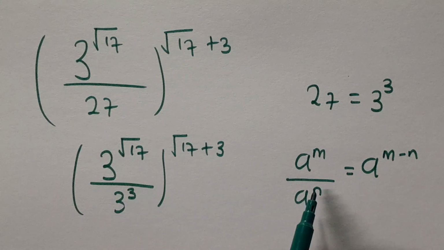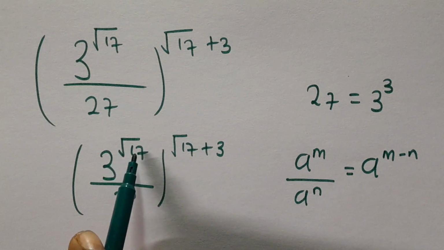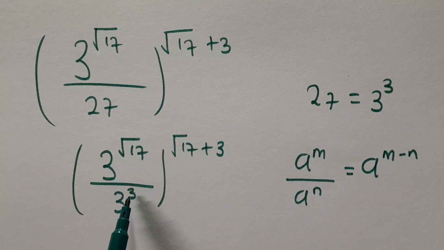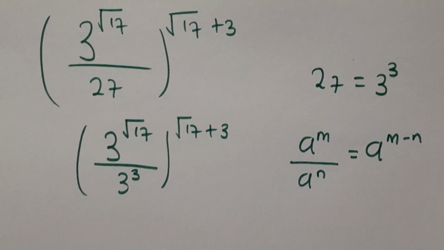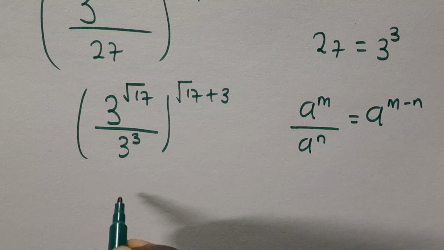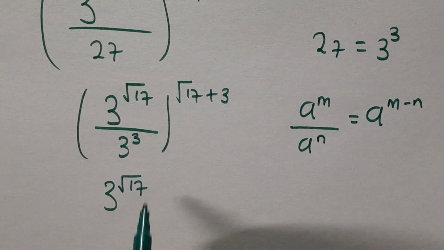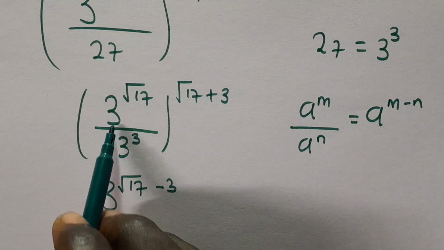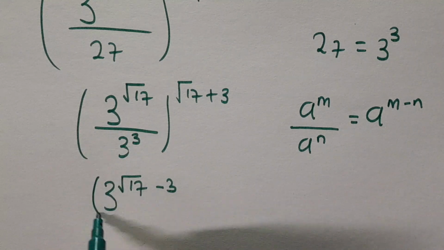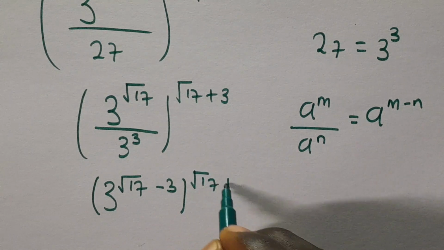Now let's apply this law here. We have 3 raised to √17, and 3 raised to 3. So now we can write this to be equals 3 raised to √17 minus 3, because they have the same base, 3 and 3 here. So we have it to be like this back again, raised to √17 plus 3.